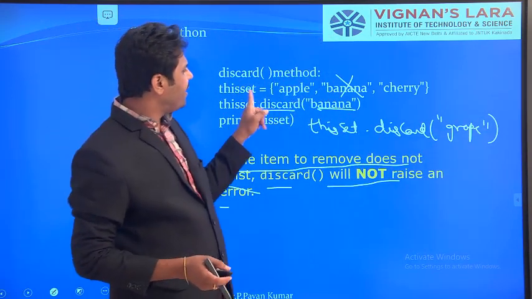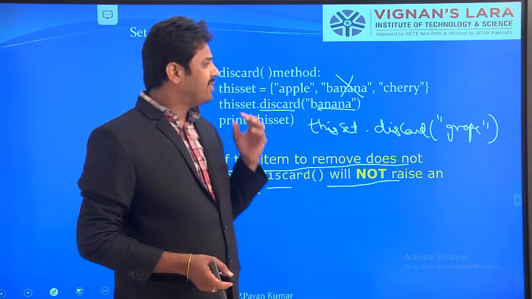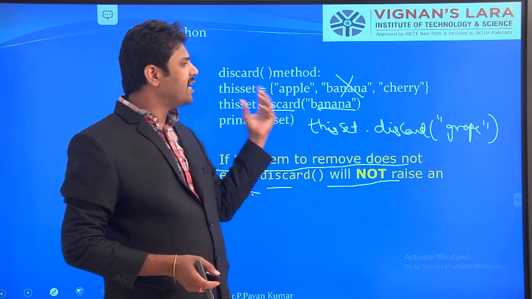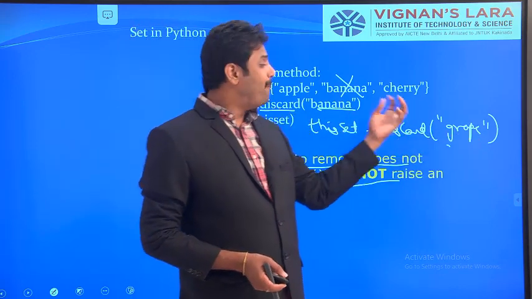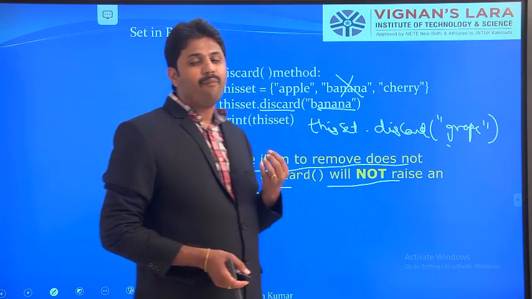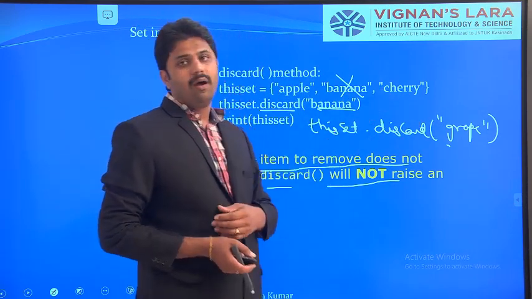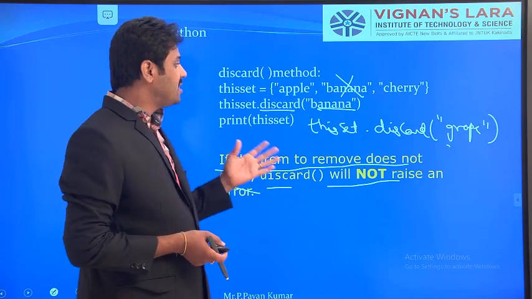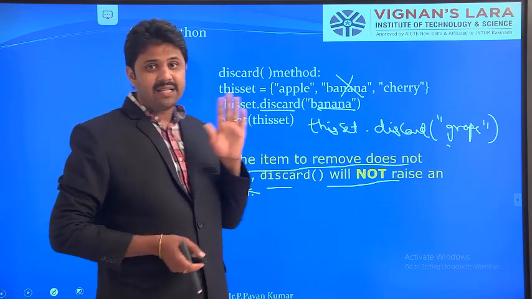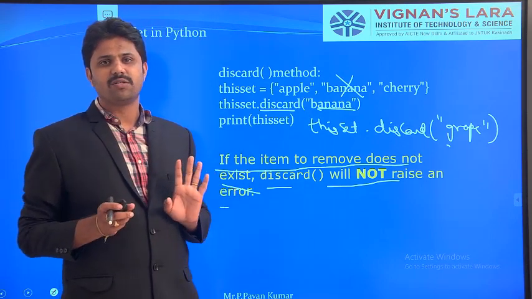Let us observe the set. That set contains items apple, banana and cherry. That set doesn't contain grape. But I am writing a statement, this set dot discard grape, but I want to remove the grape. That element is not there in the set. In this case, discard doesn't generate any error. It simply executes, that's all.